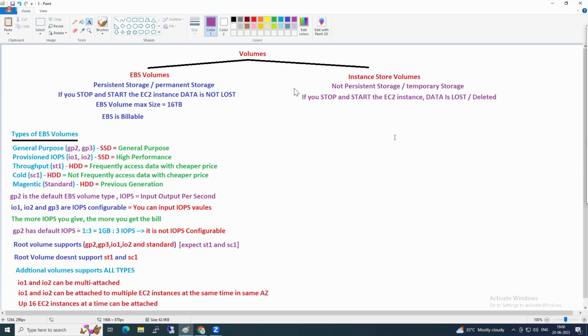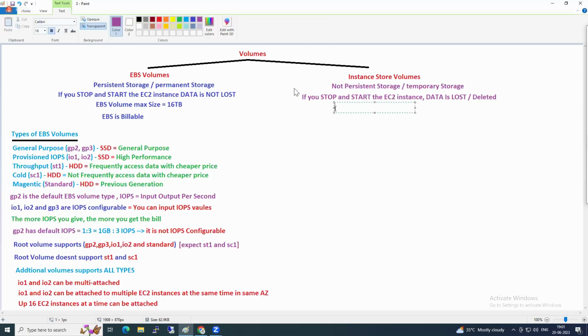Okay. Unless you stop the EC2 instance, you can use that. Why? Instance store volumes are free. What is that? Free, right? Instance store volumes are free.